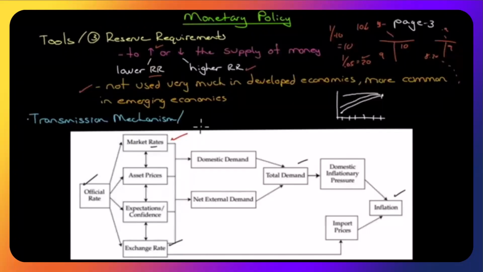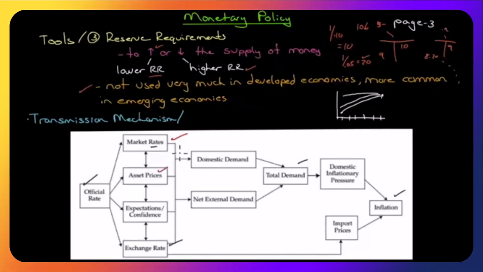If you're increasing market rates, you make credit more expensive. And if you make credit more expensive, at the margin, some people will say, oh, the loan is too expensive. I'm not going to finance this. I'm not going to get a new mortgage just yet. So it does reduce the amount of credit in the system.